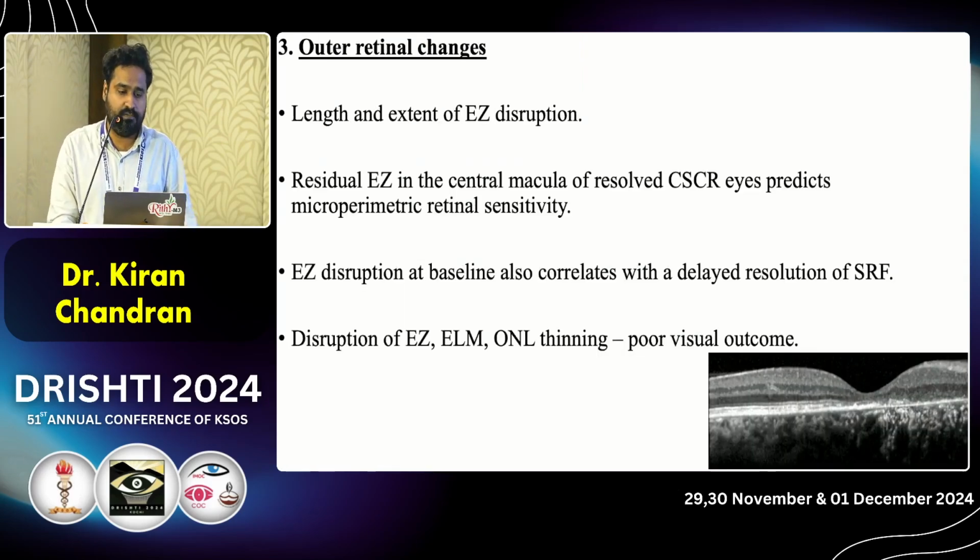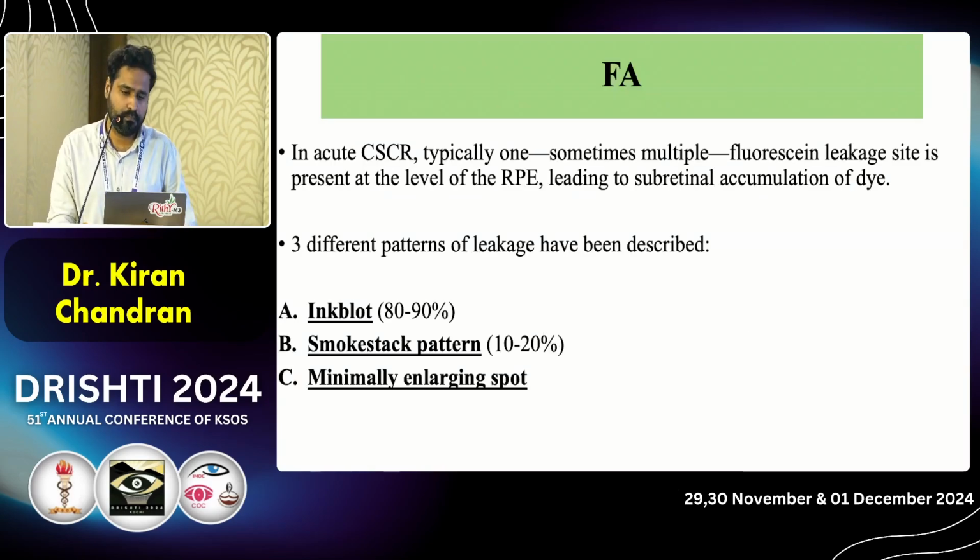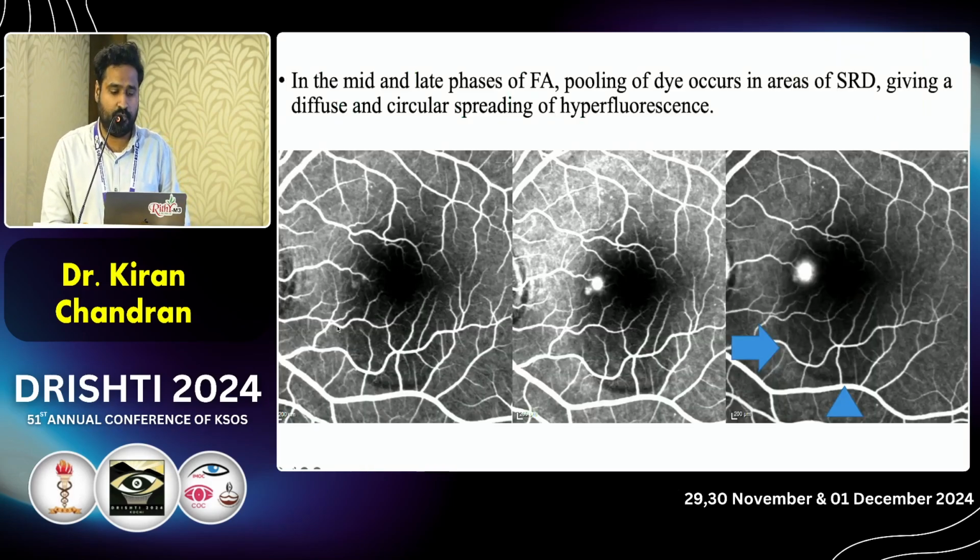Outer retinal changes need to be carefully analyzed because they again give an indication of the visual status in these patients. The disruption of the second hyperreflective band, that is the ellipsoid zone, the overlying external limiting membrane, and the outer nuclear layer thinning are all indicators of poor visual outcome, especially if they involve the fovea. On fluorescein angiography, you get multiple leak patterns. The most commonly observed ones are the ink blot followed by smokestack.